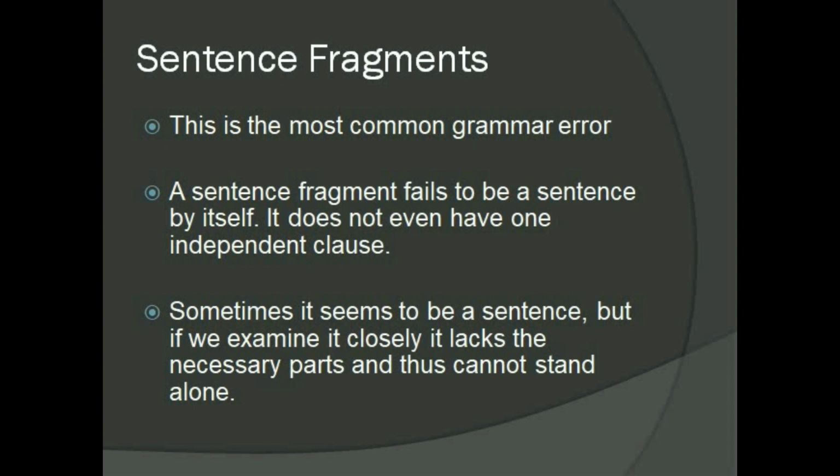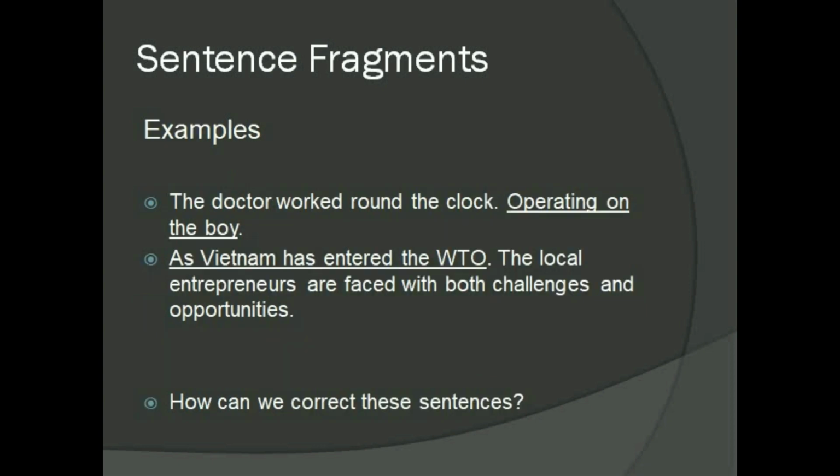So a sentence, an independent clause, must have three things at its very least. It must have a subject, a verb, and it must express a complete thought. So let's look at these two examples of sentence fragments. I have underlined them for you.